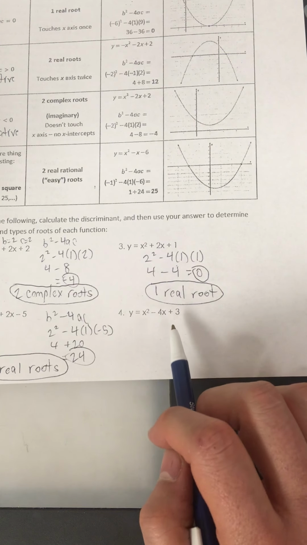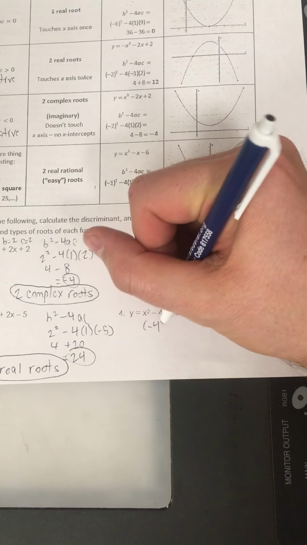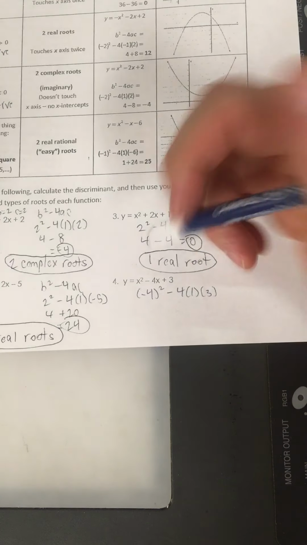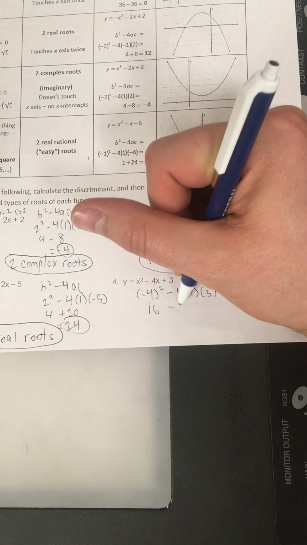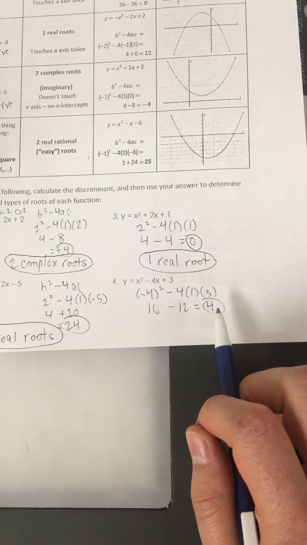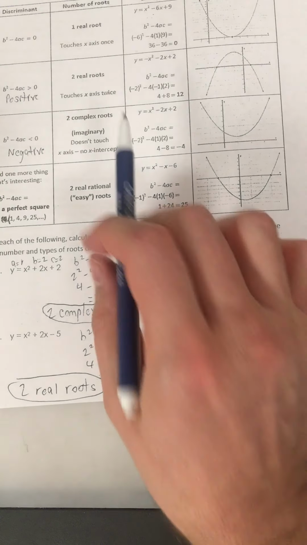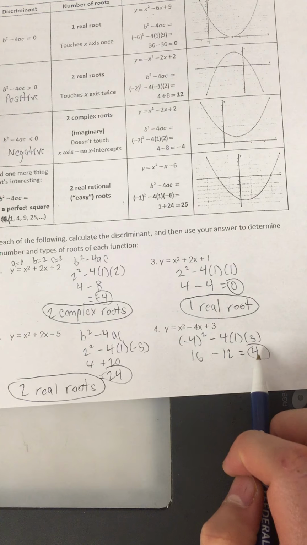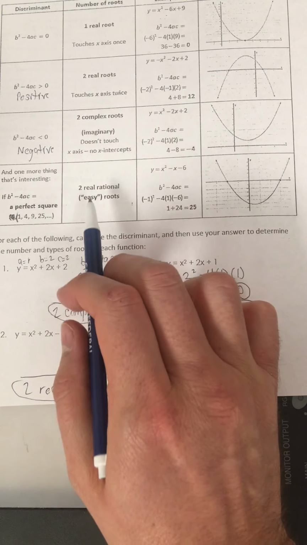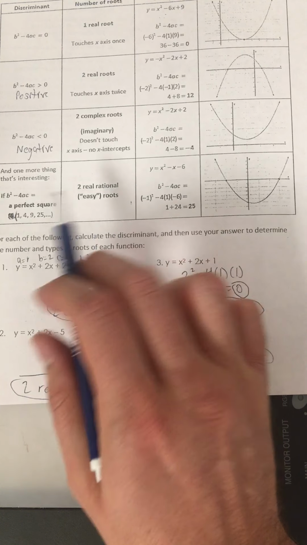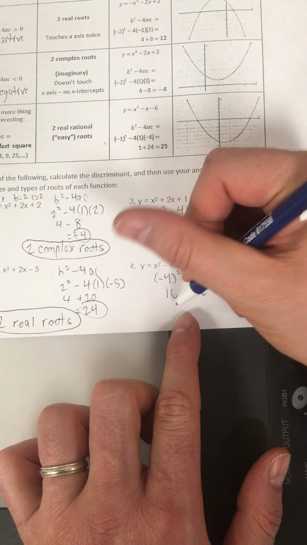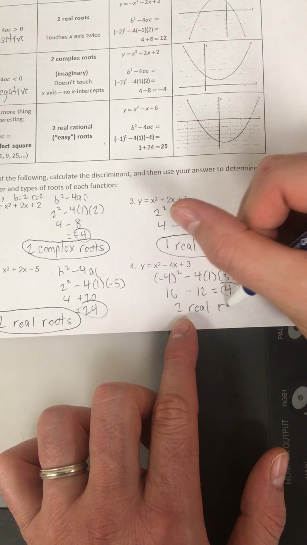All right, and then number 4, b squared, so negative 4 squared minus 4 times 1 times 3. So that's going to be 16 minus 12. I'll get 4 for my discriminant. Now, that is a positive answer, so you might be tempted to say 2 real roots, but we can be more specific than that. 4 is a perfect square number. So it's not only 2 real roots, it's 2 real rational roots because it's a perfect square number. This problem would have 2 nice easy answers. 2 real rational roots.